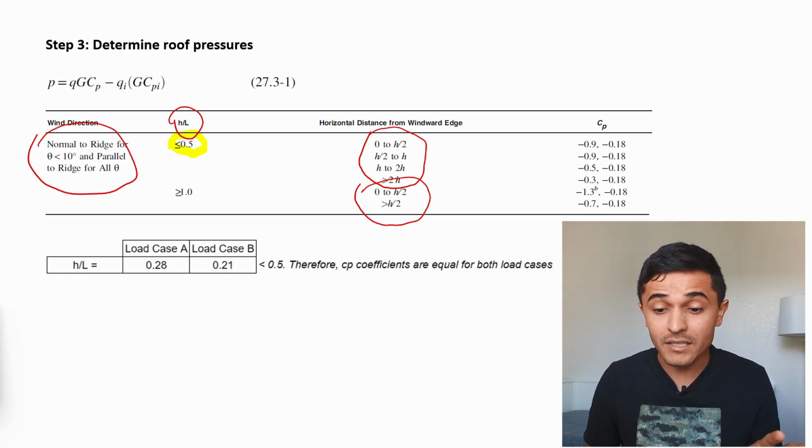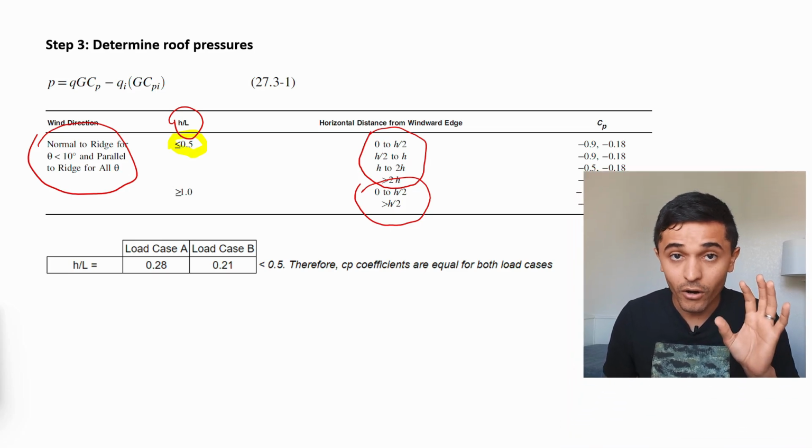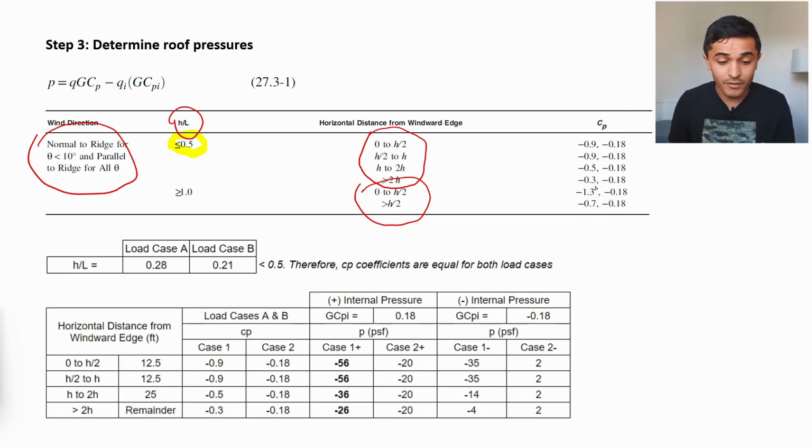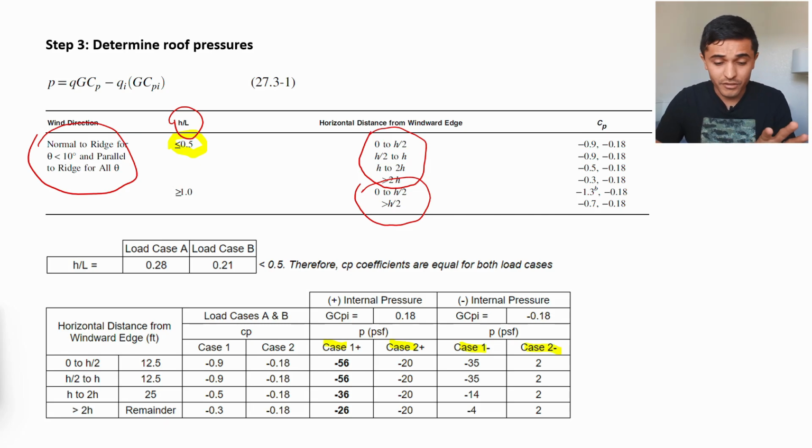When we organize this and put it in a nice table format to understand all that's going on here, we have this. Now, let me explain why we have 4 different pressures here. You see here 4 different columns, right? Case 1 plus, case 2 plus, case 1 minus, and case 2 minus. Just the way I named these cases. We have this because this table gives us 2 values for C sub P.